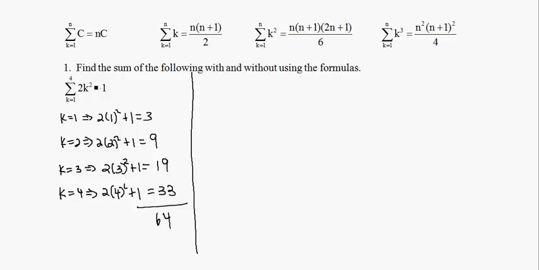So now let's rewrite this so I can use these formulas. I'm going to kind of overkill in writing this out. We don't really need to write it out this way. But I'm going to separate this into 2 different sigma expressions here. So I get the sum of 2k squared, k equals 1 to 4, plus this sum on a constant.